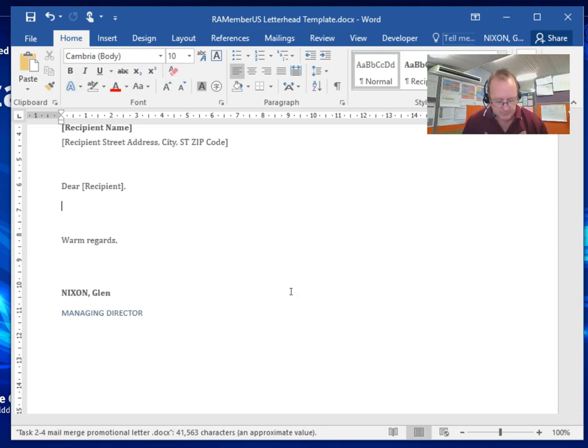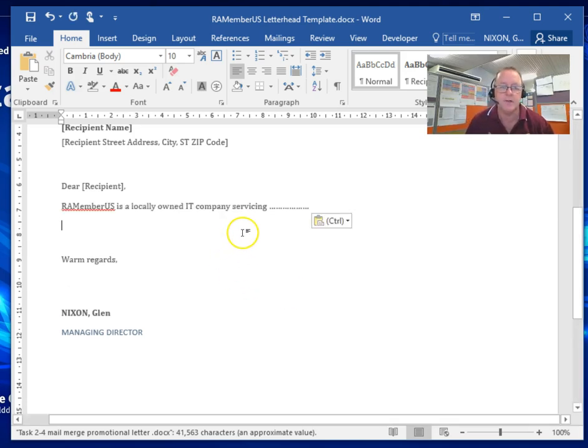So our first paragraph should generally be an introduction. Okay, I've given you a bit of a starting point there, a bit of a start to a sentence. Remember, us as a locally owned IT company, servicing could be the Cairns area or the Brisbane East area, and just go on with another sentence or two just introducing your company and possibly your staff.